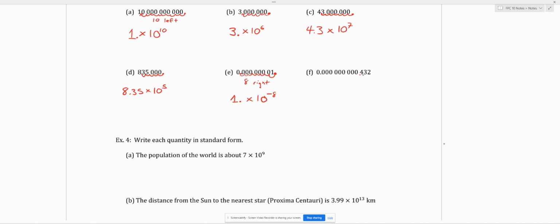Let's try one more. Again, I want to move my decimal to the leftmost non-zero digit, which is 4. So I'm going to go 1, 2, 3, 4, 5, 6, 7, 8, 9, 10 this time. So my new number is 4.32. I don't have to write all these zeros because I'm going to represent them with 10 to the negative 10, because we moved it 10 to the right. So now we have a really small number represented in scientific notation.